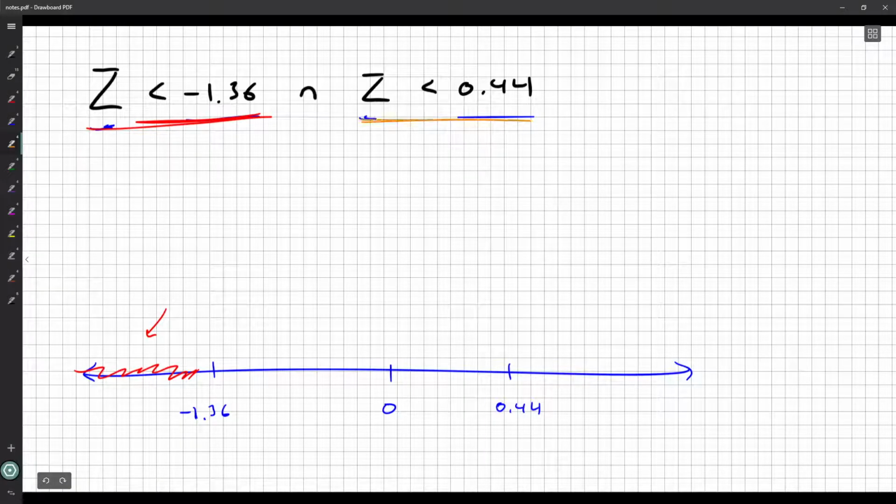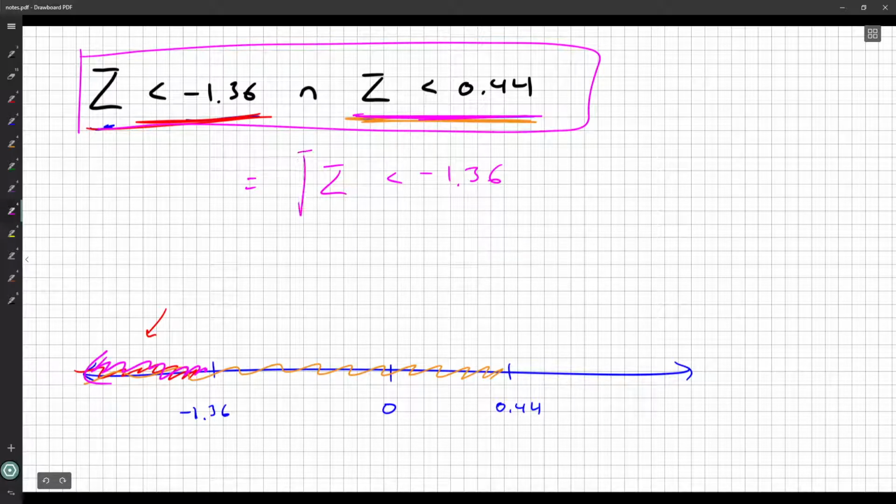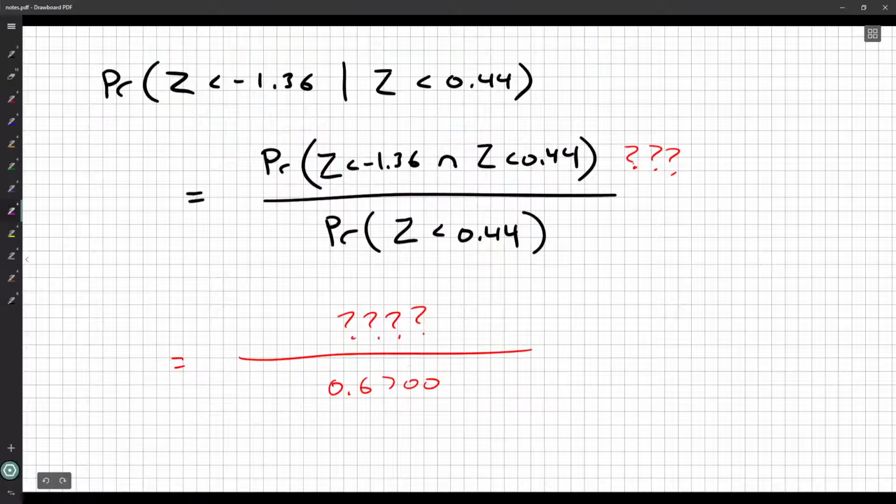Now, what values of z would satisfy the event of being less than 0.44? That's anything to the left of 0.44. So the intersection of these two shadings of the number line is just everything over here on the left of negative 1.36. The less than 0.44 doesn't really add anything to it. So this intersection of two events really is just this much simpler event. We can come back and revise our numerator: we're just interested in the probability that z is less than negative 1.36.